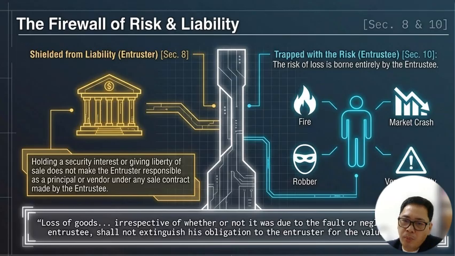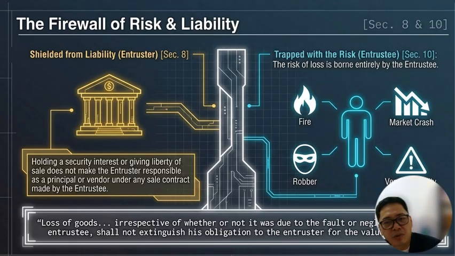So Section 10 establishes the uncompromising rule regarding the physical safety of the entrusted items. The risk of loss shall be borne entirely by the entrustee. If the goods, documents, or instruments are lost while pending disposition, the entrustee's financial obligations to pay the entrustor for their value is not extinguished. So the law makes this liability absolute by explicitly stating that the entrustee remains liable irrespective of whether or not the loss was due to the fault or negligence of the entrustee.